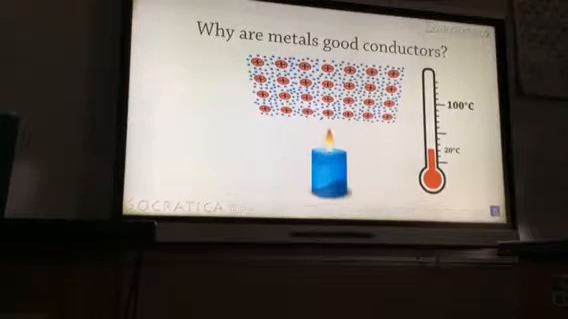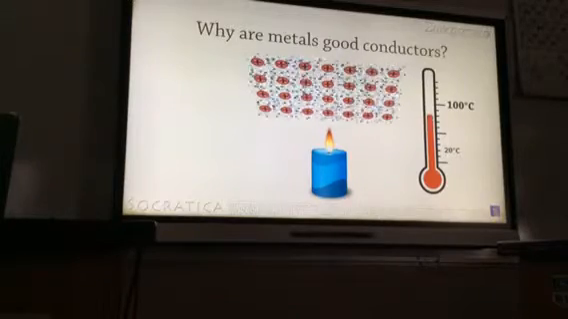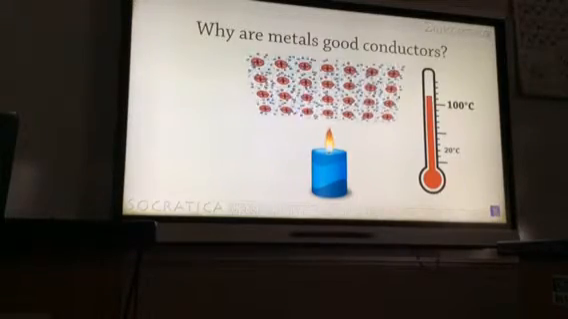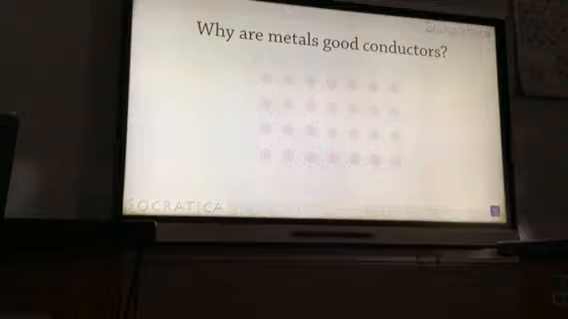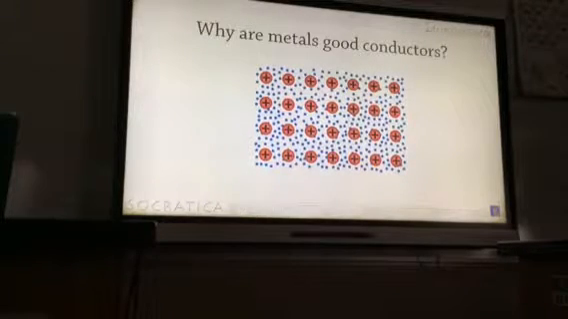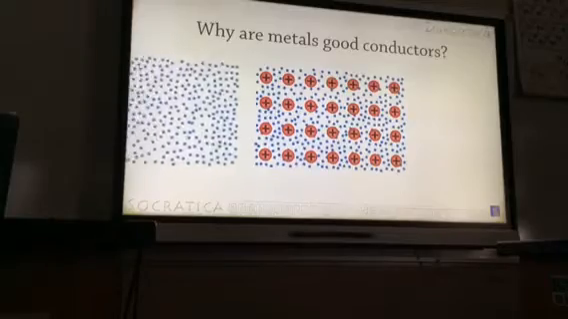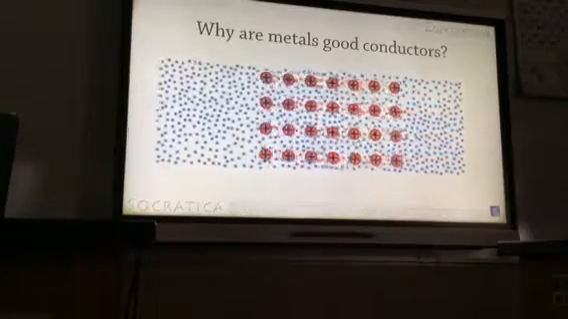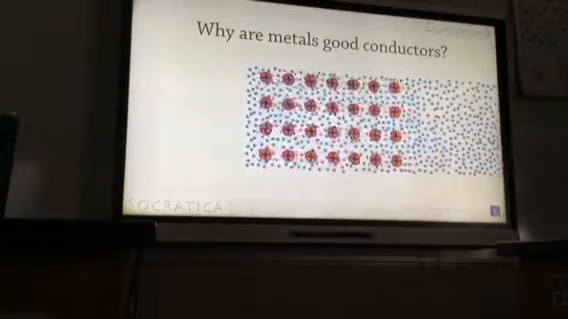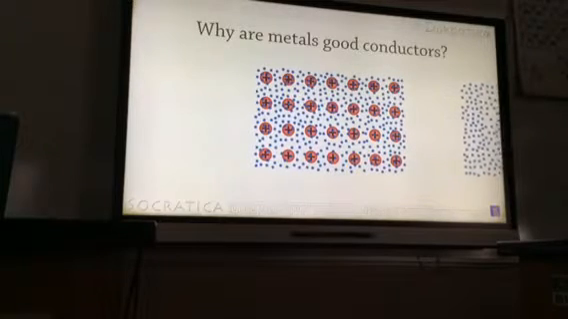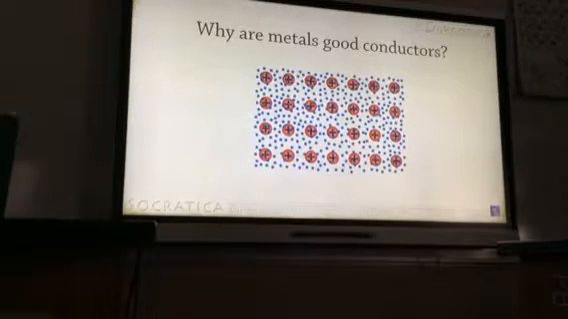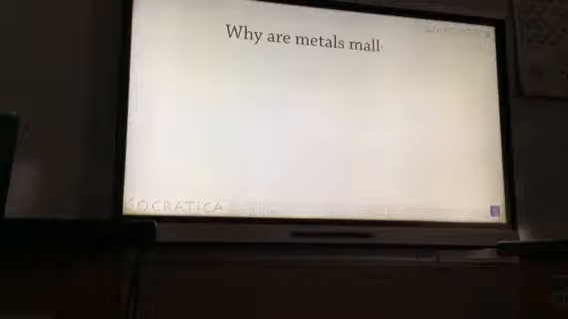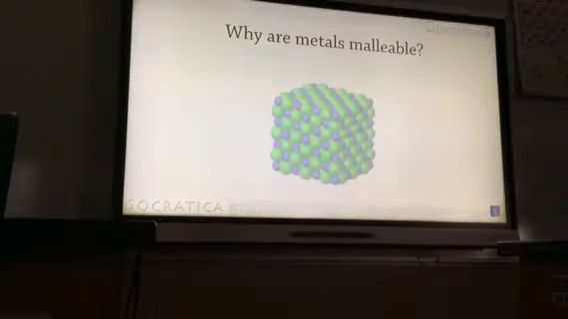When you heat up a metal, the free electrons quickly start vibrating. When an electric current is applied to a metal, electrons enter from one side, generating movement within the sea of electrons. The mobile sea of electrons also explains the malleable nature of metals.